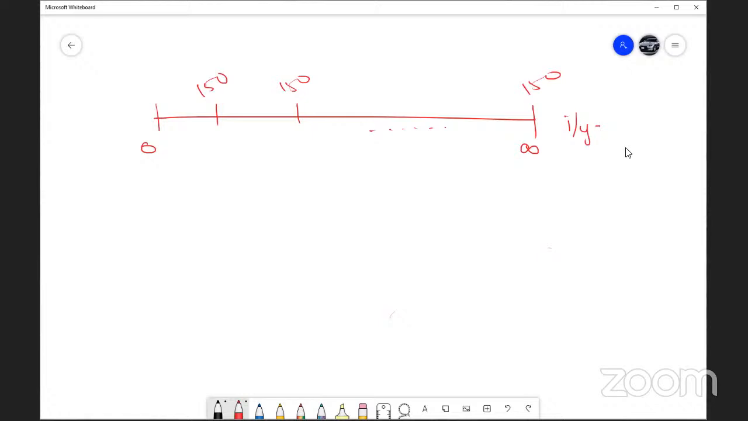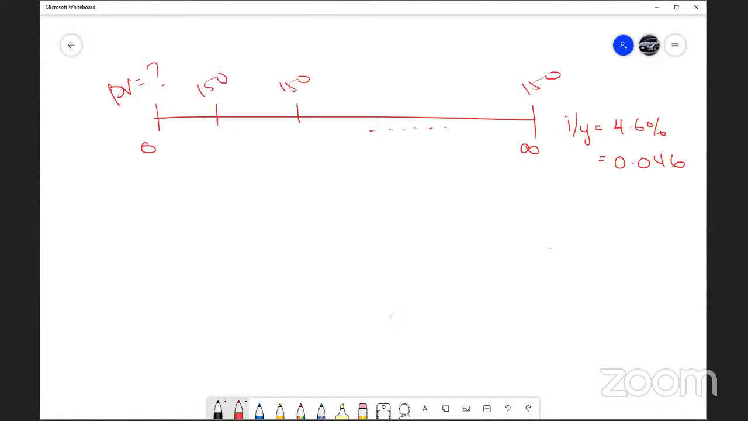Interest rate given to you is 4.6%, or could be written as 0.046. Okay, 150 forever. They want you to count the present value. How much will you pay for this?